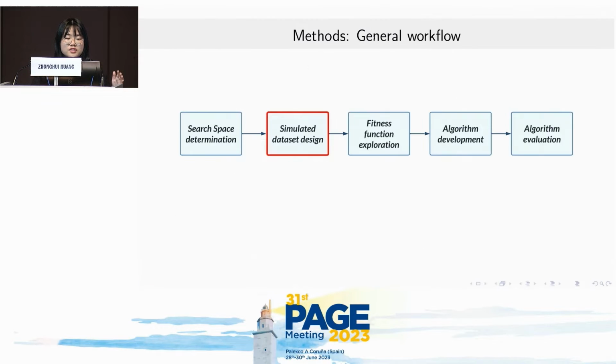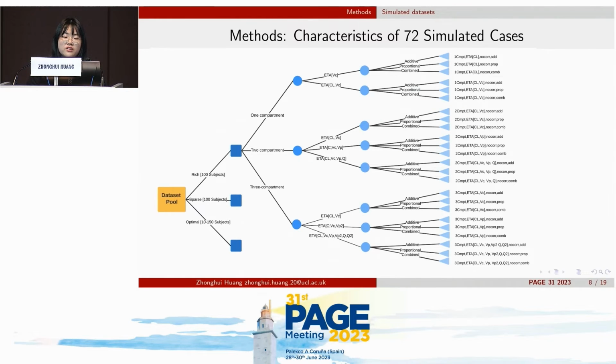After designing the search space, it comes to the simulated dataset design. In this study, there are 72 simulated dataset cases, and there are 3 data types: rich data, sparse data, and optimal design data. I expand the rich data here, and you can see it includes the 1, 2, 3 compartment models and different combinations of random effects and the 3 types of residual error model.